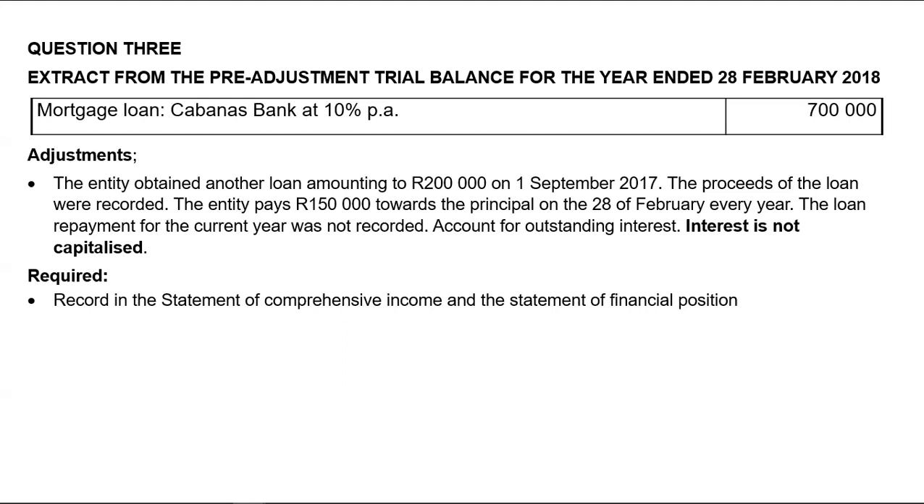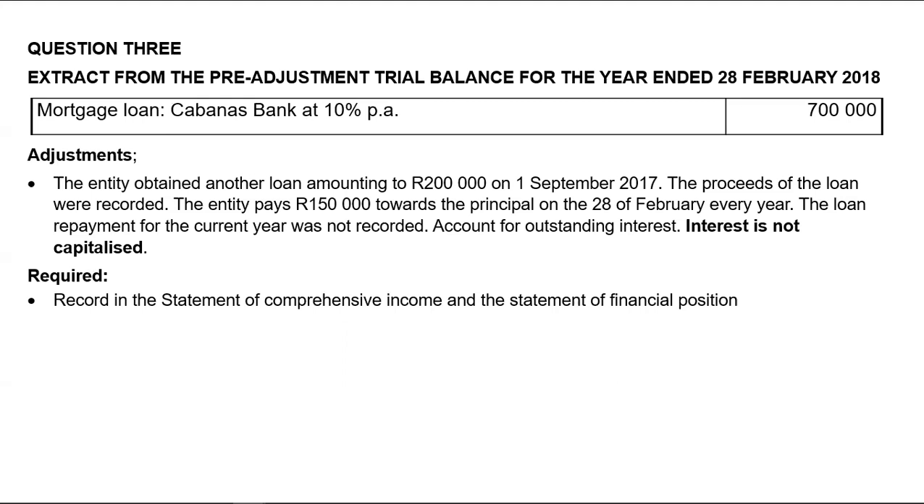And the fact that the proceeds were recorded means it already includes the 200,000. Get it? And then they told you that the entity pays 150,000 towards the principal amount on the 28th of February every year. So they're telling us we're going to have the current portion of the loan. Note that the 150,000 is only towards the principal amount, the capital amount. It's not about interest. Remember, when interest is not capitalized, it'll be paid within 12 months, basically monthly in essence. But in this case, we made 150,000 rand.